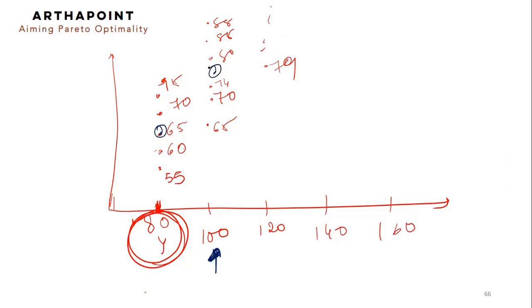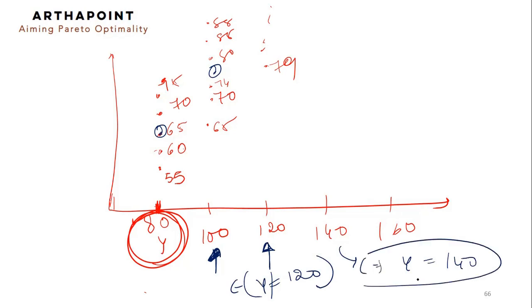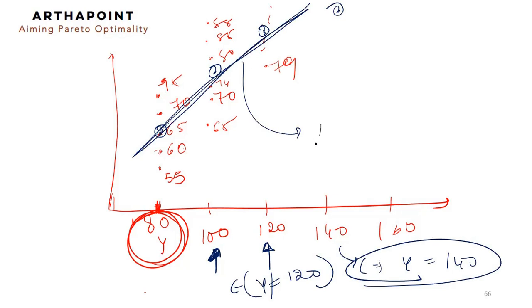I repeat the same process of finding the conditional means. So supposedly, given that the income level is 120, what is the average? Given that the income level is 140, what is the average consumption? So you get some averages here. You join these averages, conditional averages, and what you get is called the linear regression line.